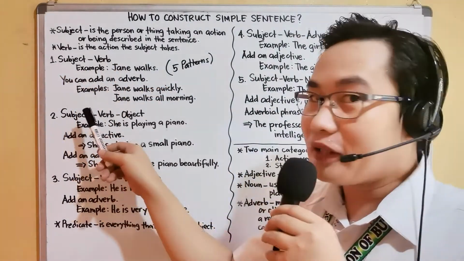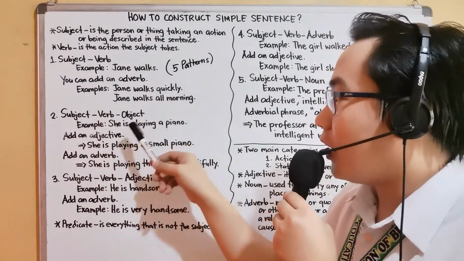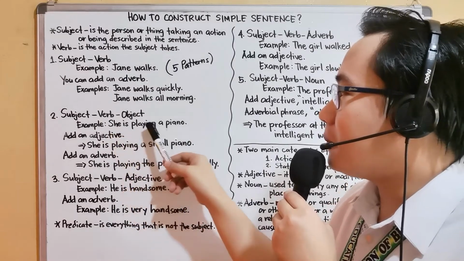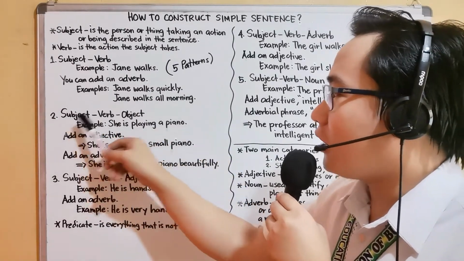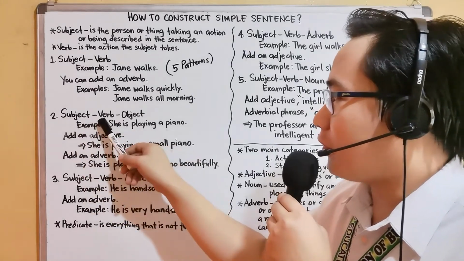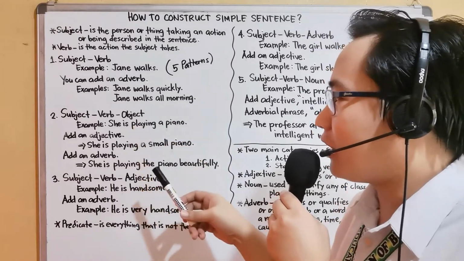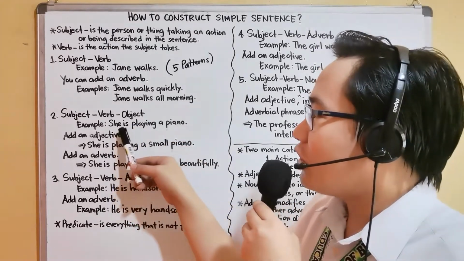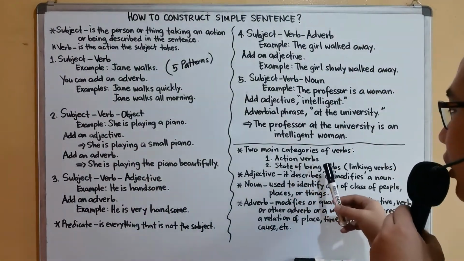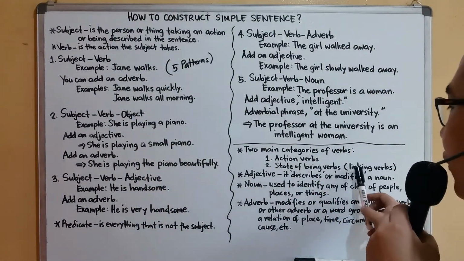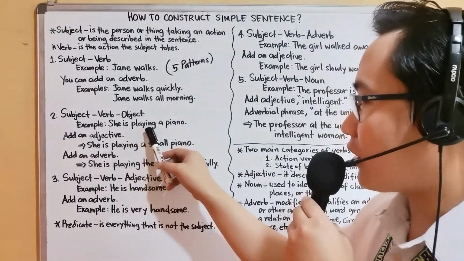So let's go to the pattern number 2. We have the subject, verb, and the object. Example, she is playing a piano. Okay, she is the subject, is playing is the verb, and a piano is the object of this particular sentence. Because remember, she is playing. If we are going to go back here, the two main categories of verbs, we have the linking verb and the action verb. So this is now the linking verb and this is now the action verb.